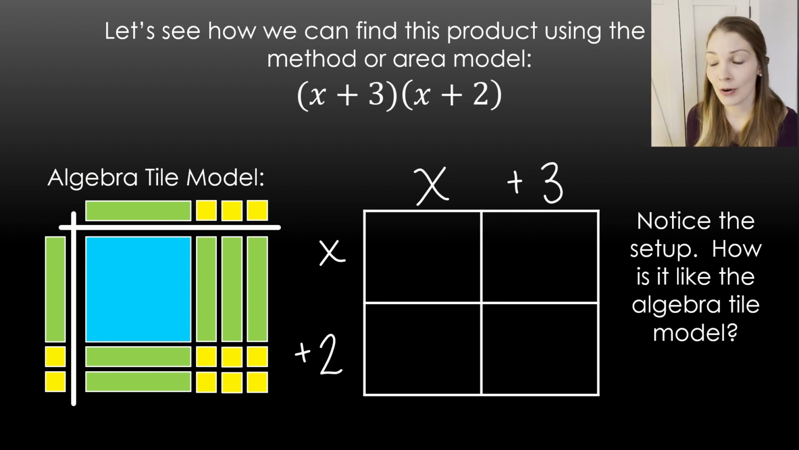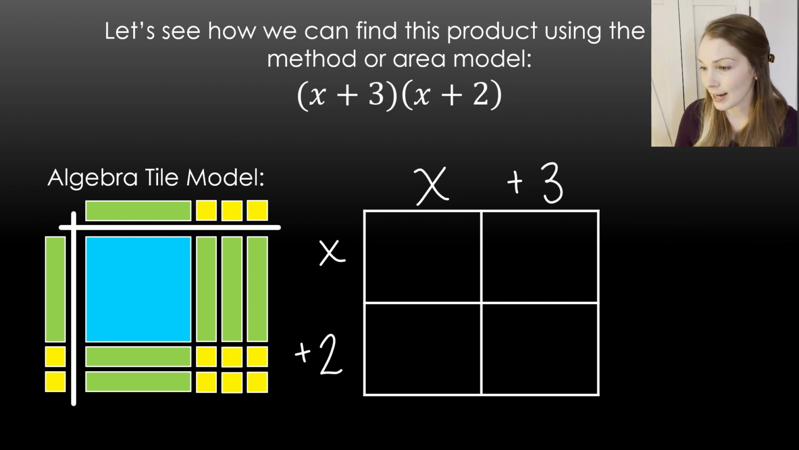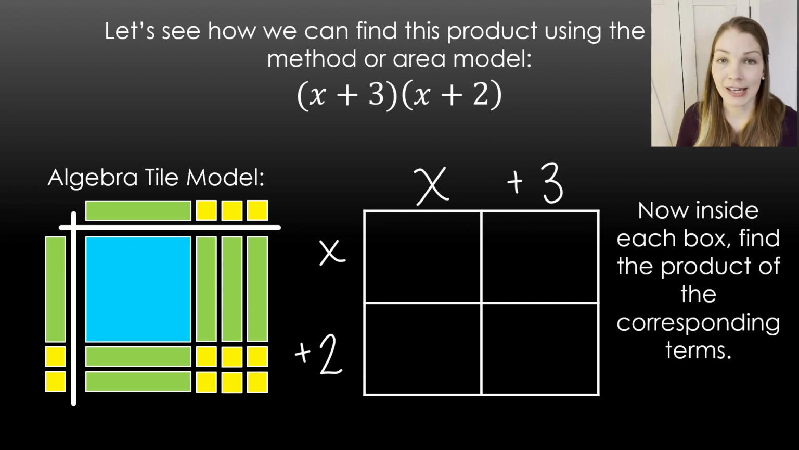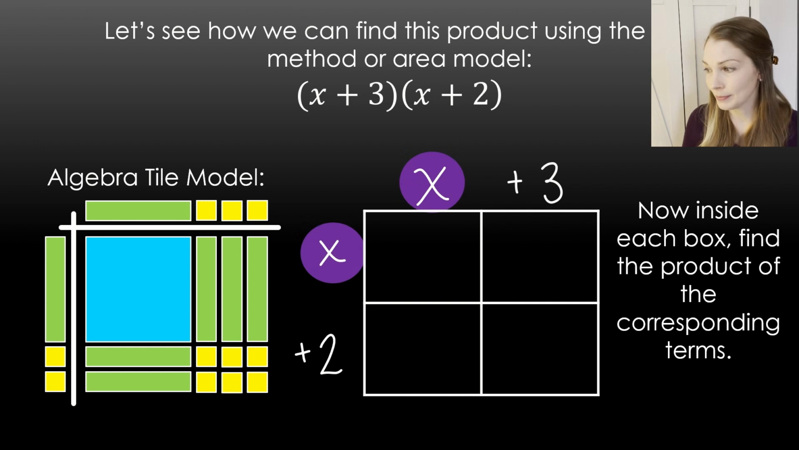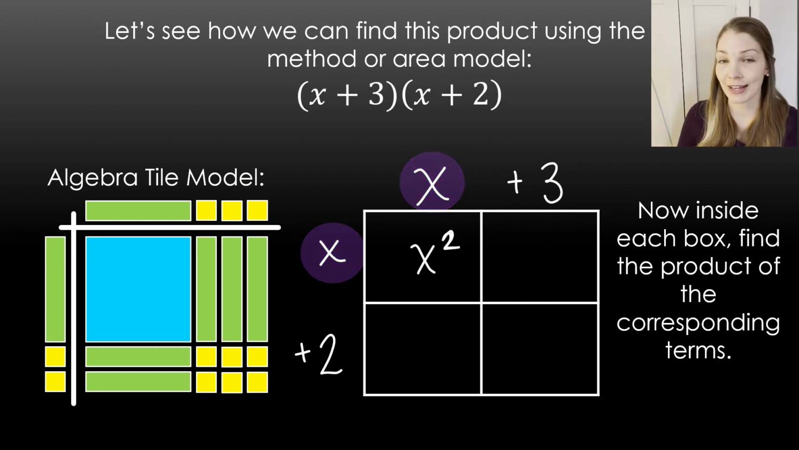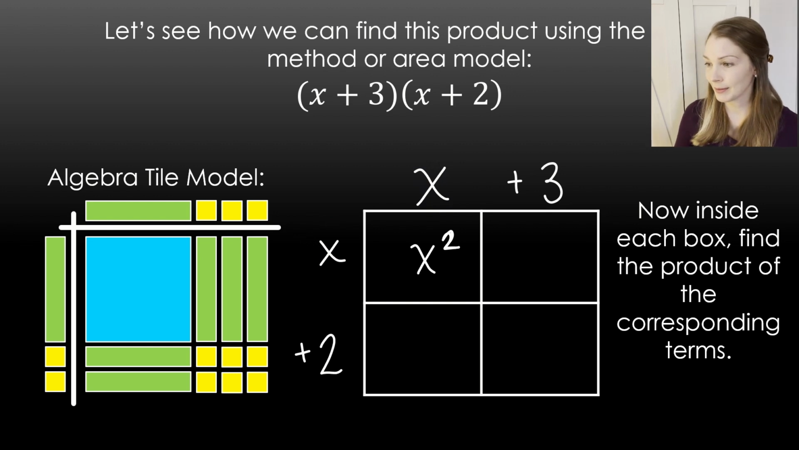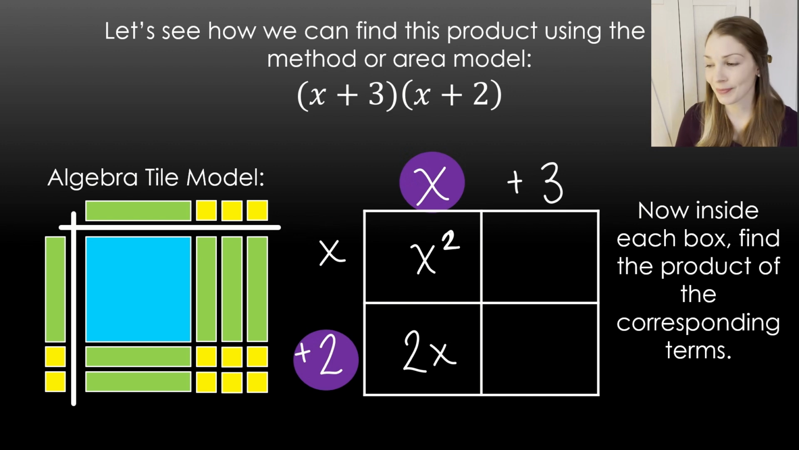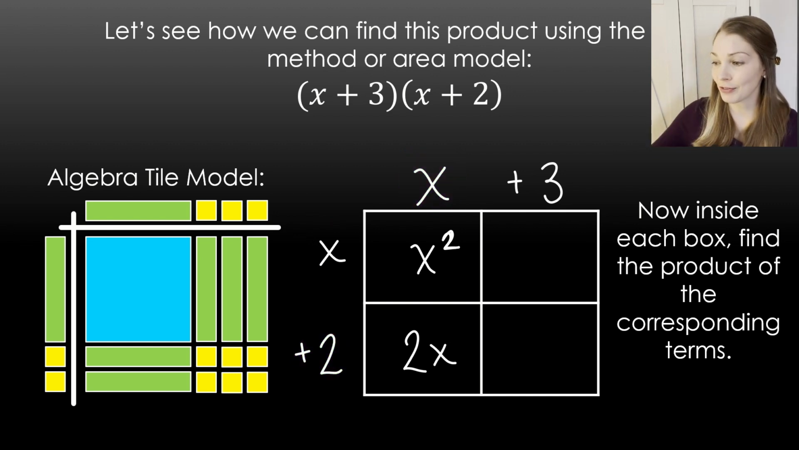It's an area model. Many students use this now in elementary school for multiplying multi-digit numbers, so it is something they may be familiar with. But if we fill in each of these products, it relates to what we're seeing going on in the algebra tile model. x times x gives us a value of x squared. x times 2, that gives us a value of 2x.